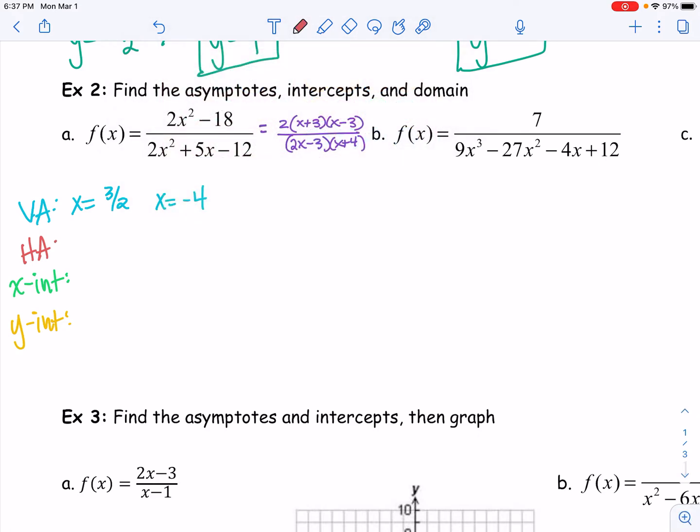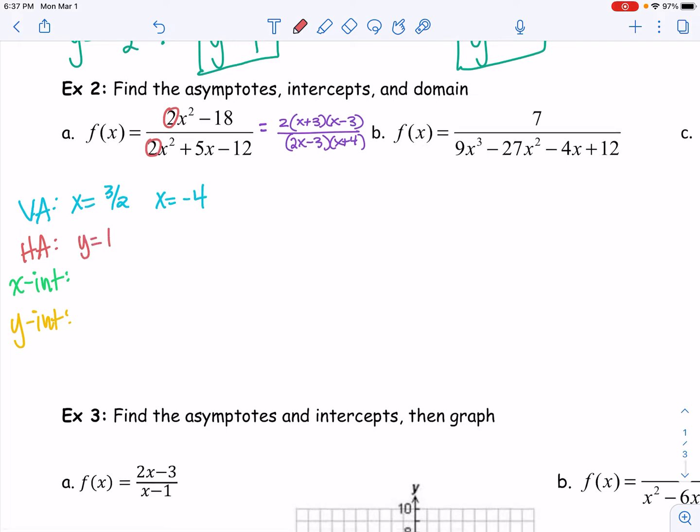Horizontal, remember we compared the degrees of the top and the bottom. The degree of the top was 2, the degree of the bottom was 2. So because they're the same, I'm going to divide the leading coefficients. The leading coefficients are 2 and 2, so that means my horizontal asymptote is at y equals 1.